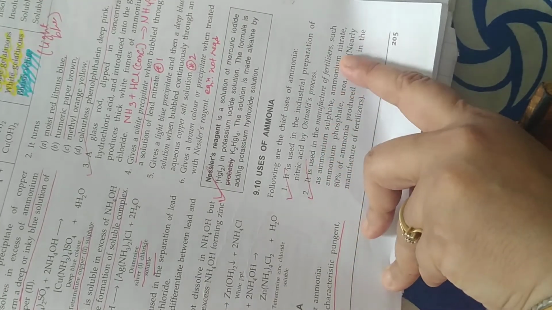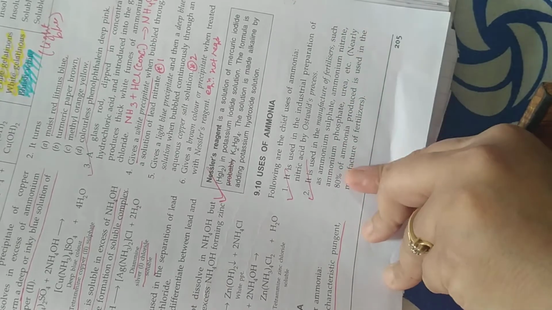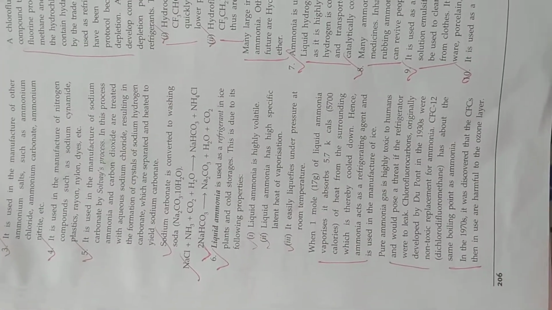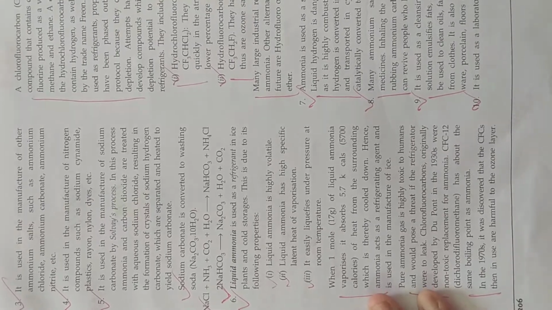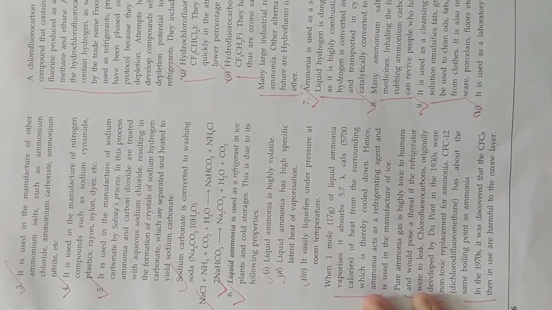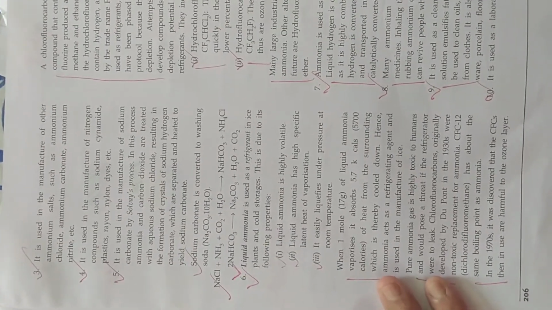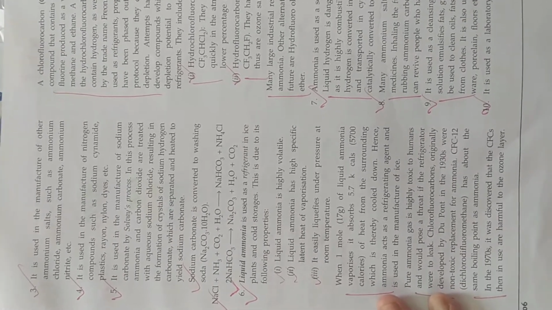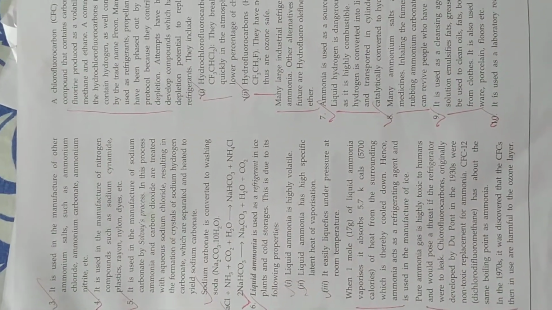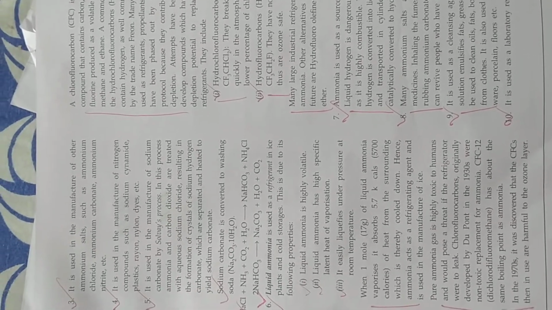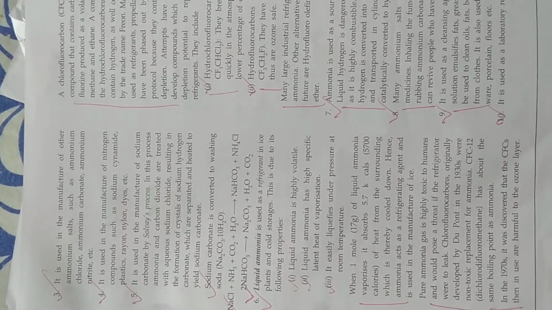It is used in the manufacture of fertilizers such as ammonium sulfate, ammonium nitrate, ammonium phosphate, etc. It is used in the manufacture of other ammonium salts, such as ammonium chloride, ammonium carbonate, ammonium nitrate, etc. It is used in the manufacture of nitrogen compounds such as sodium cyanamide, plastic, rayon, nylon, dyes, etc. It is used in the manufacture of sodium carbonate by Solvay's process.